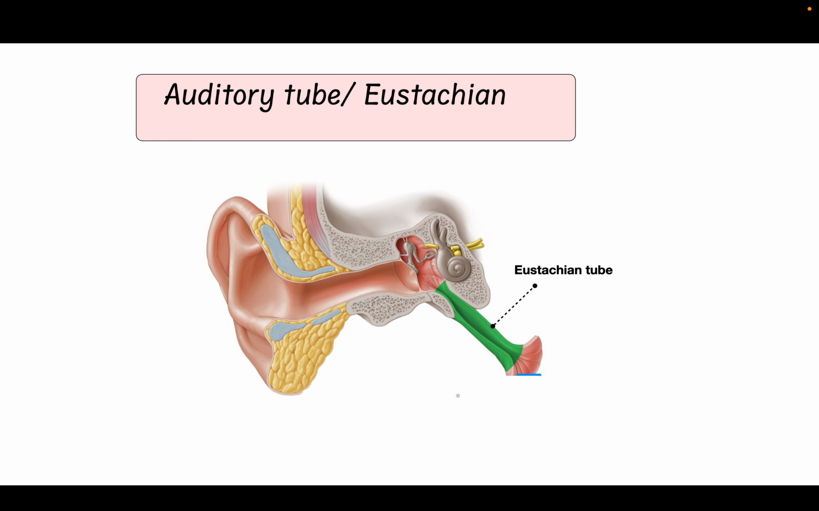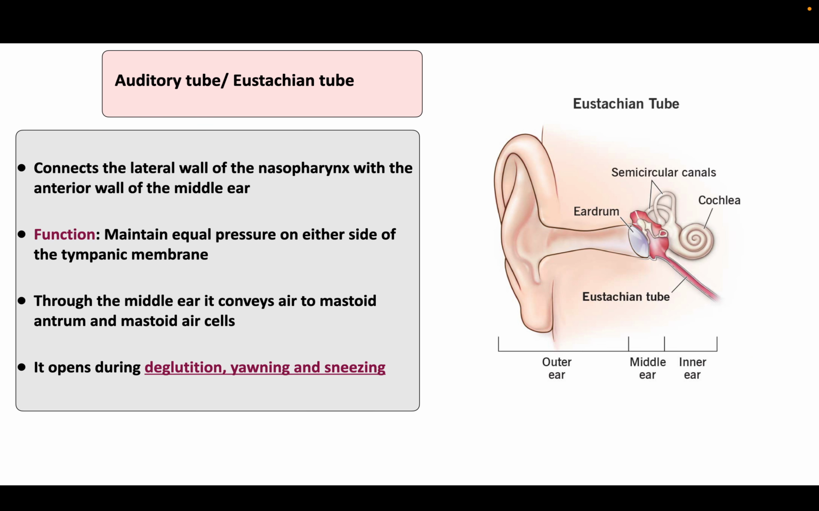Coming to the next topic of the middle ear, that is the auditory tube or eustachian tube. It connects the lateral wall of the nasopharynx, we know it, with the anterior wall of the middle ear that we have discussed. Its function is to maintain equal pressure on either side of the tympanic membrane. Through the middle ear, it conveys air to the mastoid antrum and mastoid air cells.